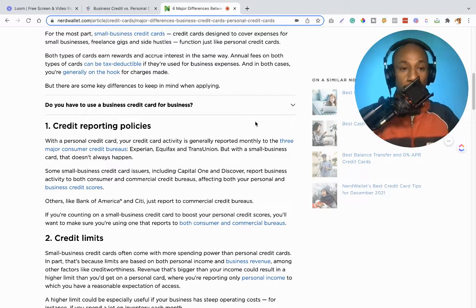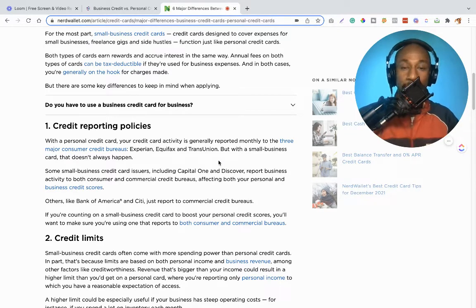So, number one difference is that credit reporting policies are not the same. With a personal credit card, your credit card activity is generally reported monthly to the three major consumer credit bureaus: Experian, Equifax, and TransUnion. But with a small business card, that doesn't always happen. Some small business credit card issuers, including Capital One and Discover, report business activity to both consumer and commercial credit bureaus, affecting both your personal and business credit scores.